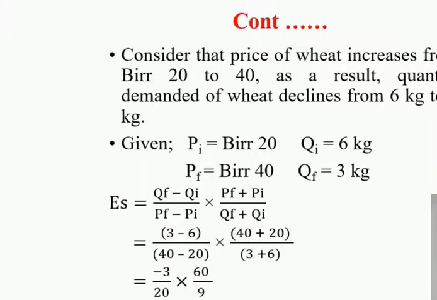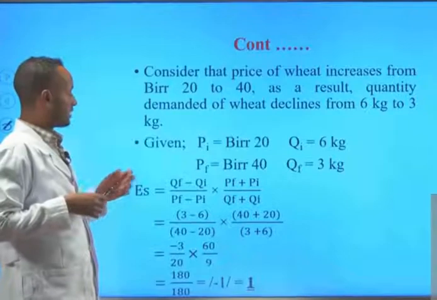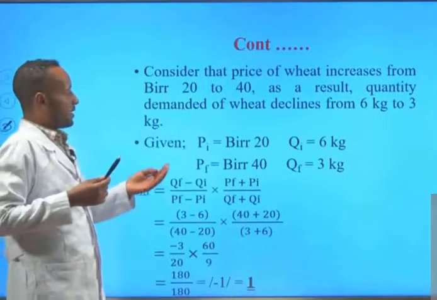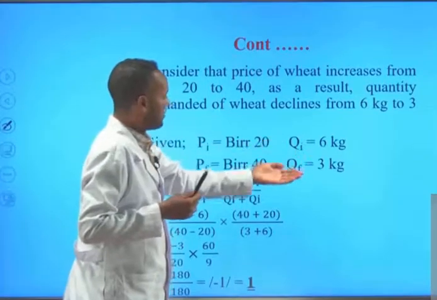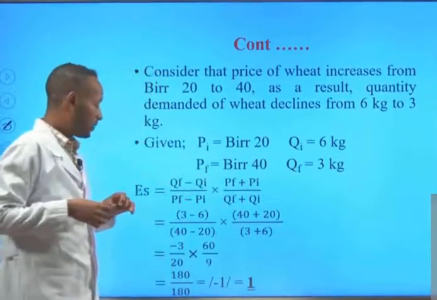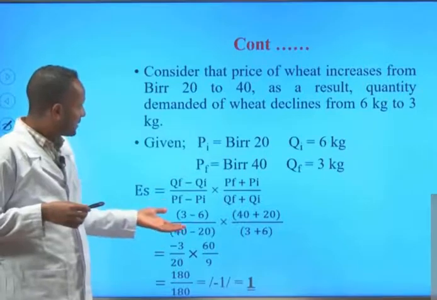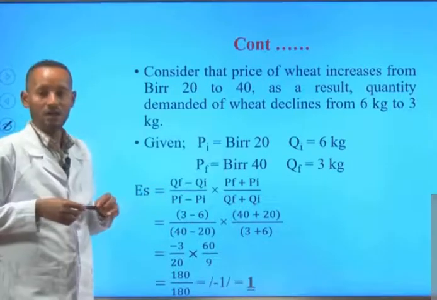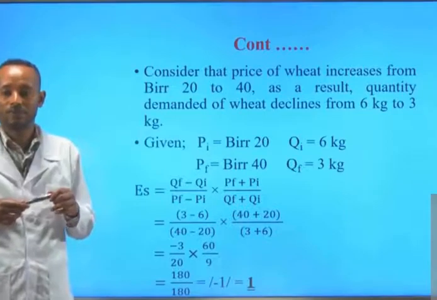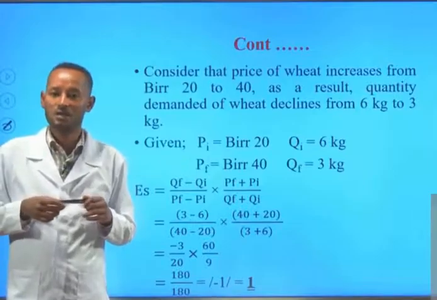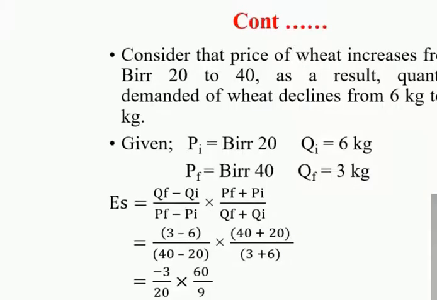Consider that the price of wheat increases from 20 to 40. As a result, quantity demanded of wheat declines from 6 kg to 3 kg. The given information is: the initial price is 20, the final price is 40 birr, the initial quantity is 6 kg and the final quantity is 3 kg. When we substitute into the arc formula, we get a price elasticity of demand of 1. If you get a price elasticity of demand value of 1, then the buyer is said to be unit elastic.